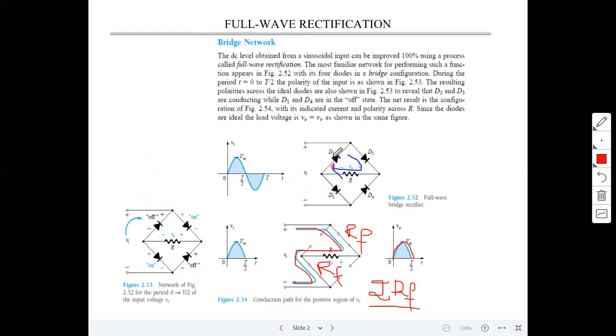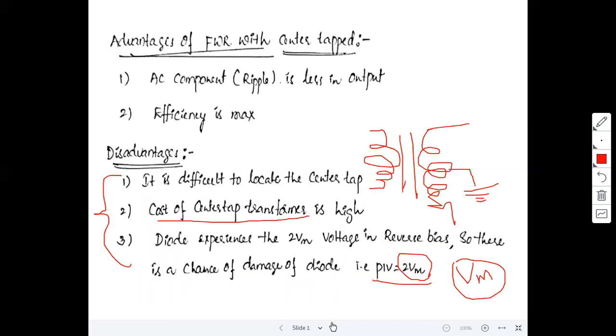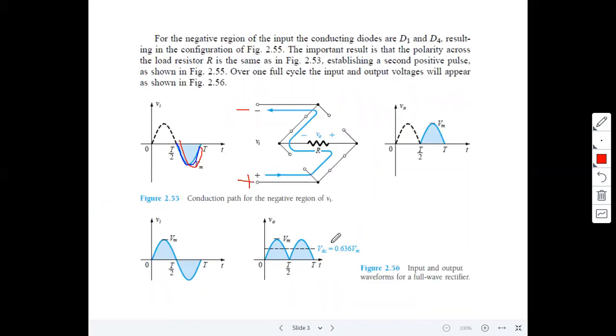D2, D3 are in reverse bias. D1, D4 are in forward bias. Now these two are in forward bias, D1, D4. Now what is the current direction here? Observe, this is the current direction path, and so on.